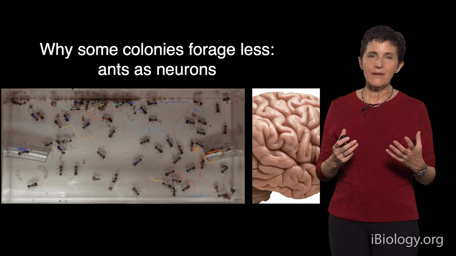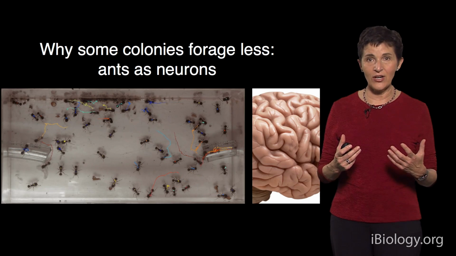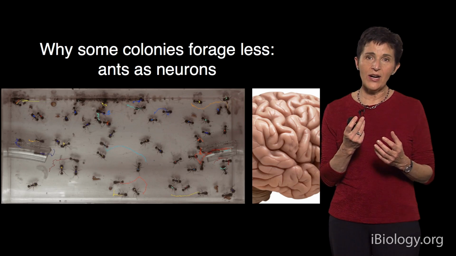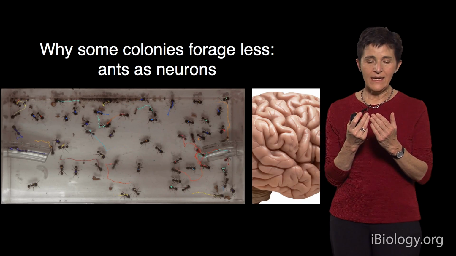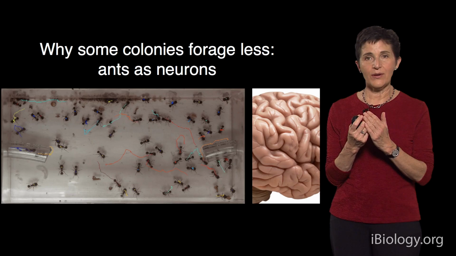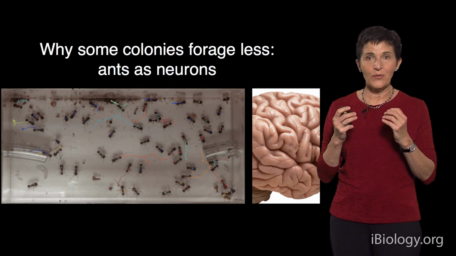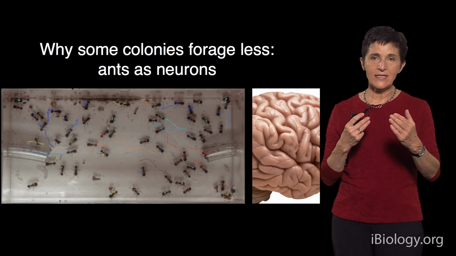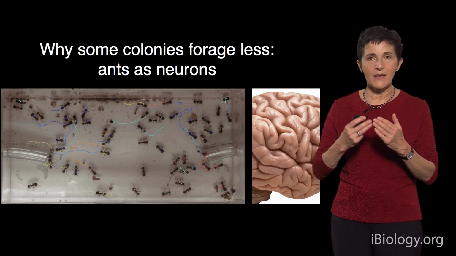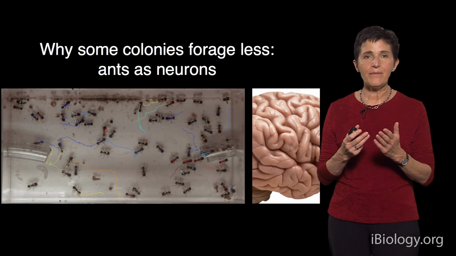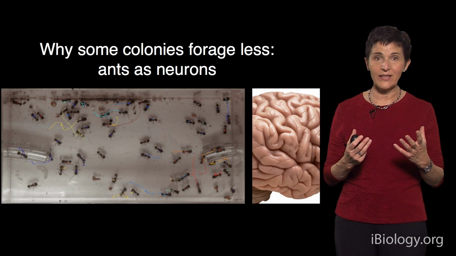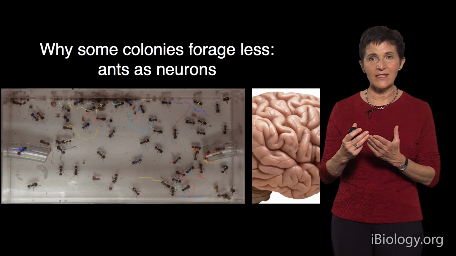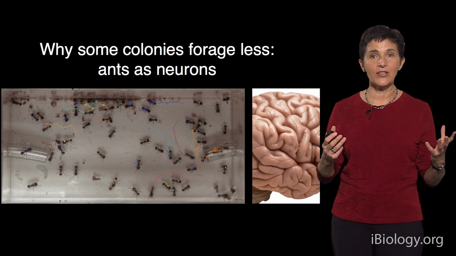And we're doing this by thinking of the ants as neurons and drawing on models from computational neuroscience. So a neuron has to add up its electrical stimulation from other neurons to decide whether to fire. In other words, a neuron integrates its stimulus from other neurons to make a decision about whether to fire. And in the same way, or in an analogous way, an ant is adding up its interactions with other ants to decide whether to go out and forage.